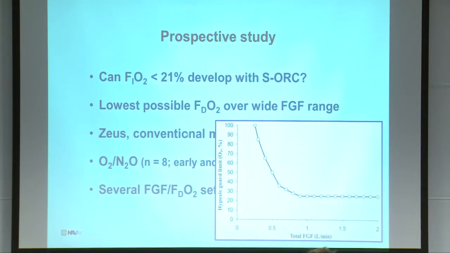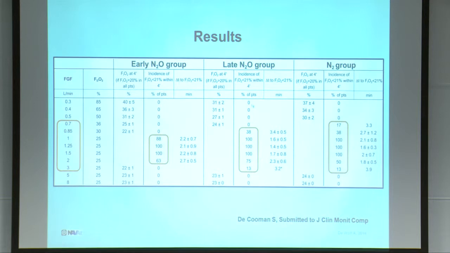And again, the lowest possible FDO2 that we used was according to this graph that is used by the S-ORC. So we used the lowest possible oxygen concentration in the delivered gas, and we saw what happened to FiO2. And the results are summarized here.